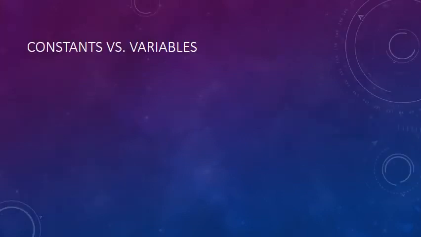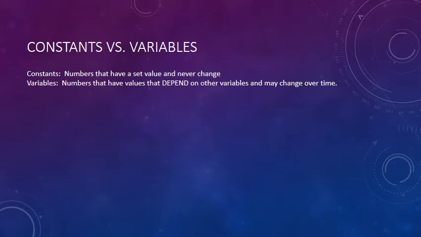The first thing I wanted to mention briefly is that we'll encounter two different types of numbers over the course of the year, constants versus variables. Constants are numbers that have a single value. They never change. They don't depend on anything else. And variables are numbers that have values that may change over time. They depend on other variables in the world.